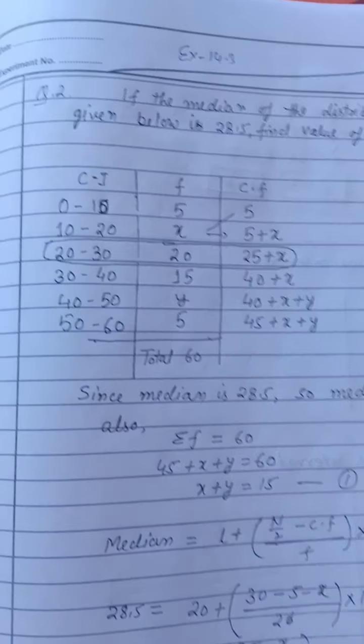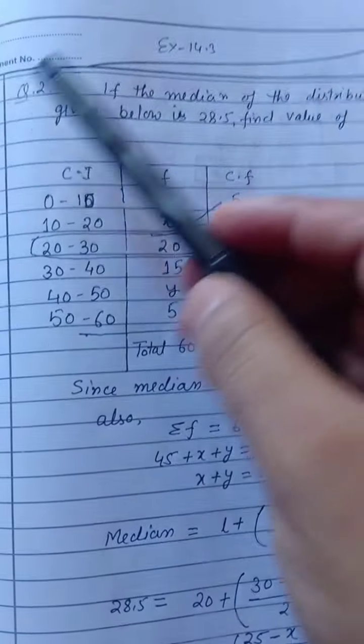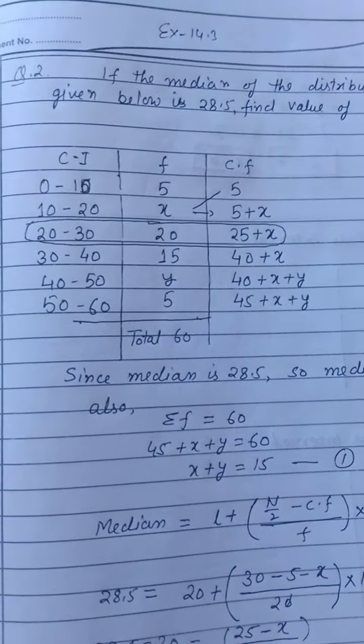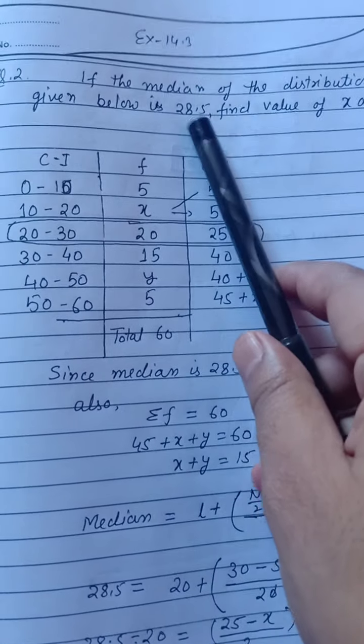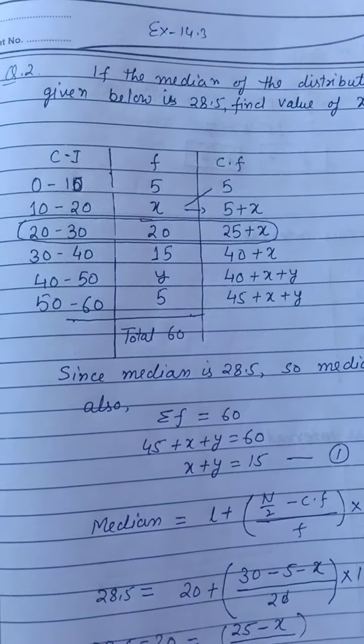This is exercise number 14.3, question number 2. In this question we will learn how to solve those questions where the median is given and we have to find the value of two unknown frequencies.